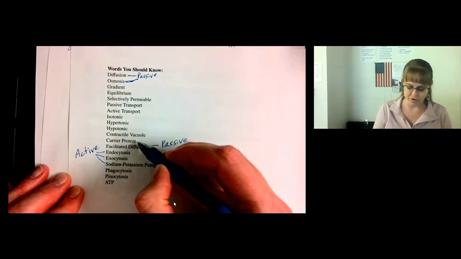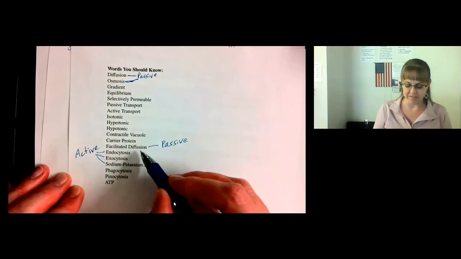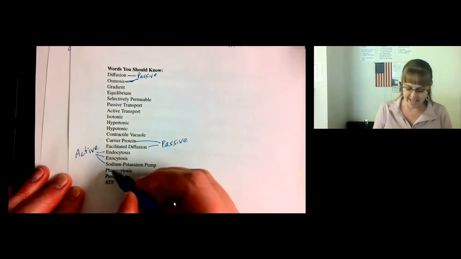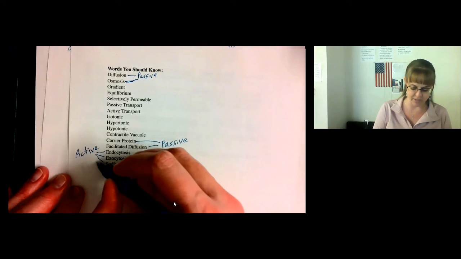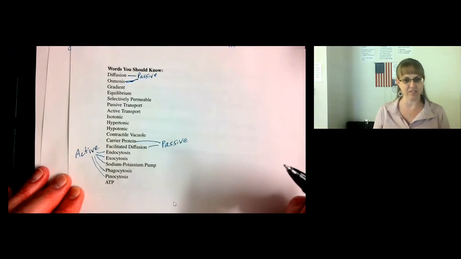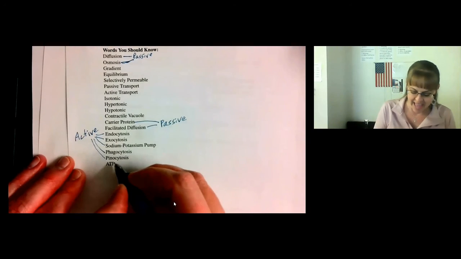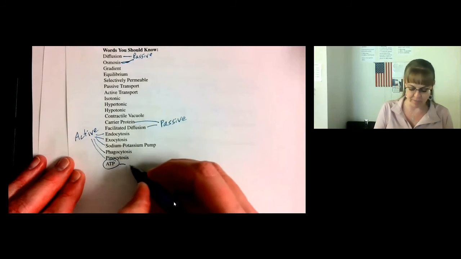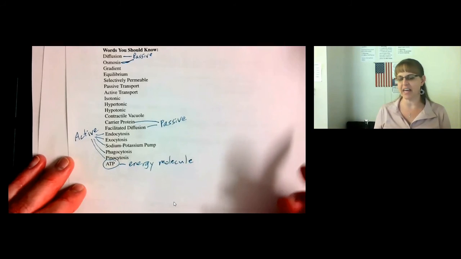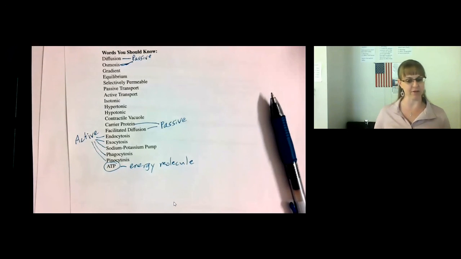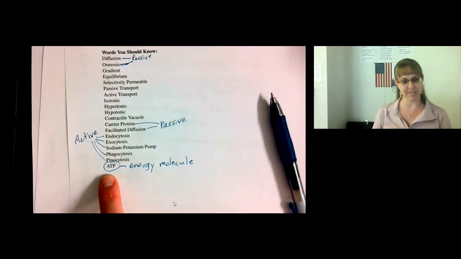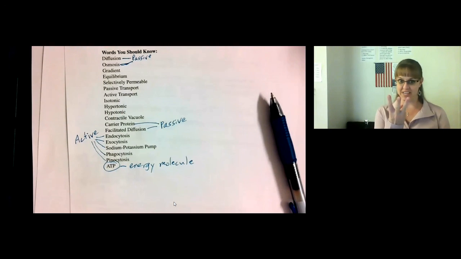Now, a carrier protein is used in facilitated diffusion, and phagocytosis and pinocytosis are both types of endocytosis, so those are all active transport. Finally, ATP is an energy molecule. It's kind of like a rechargeable energy battery made from a molecule instead of a battery. What happens is ATP stands for adenosine triphosphate. Tri, 3, phosphate, or phosphate ions.